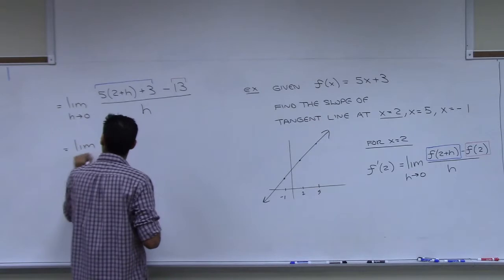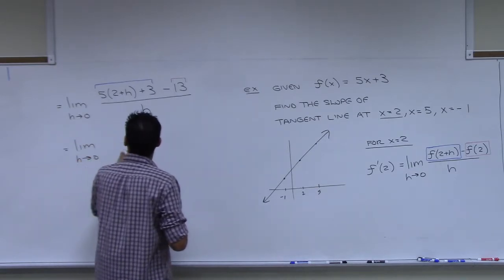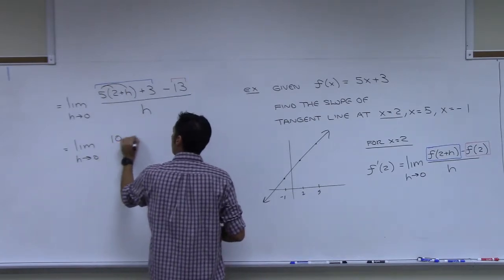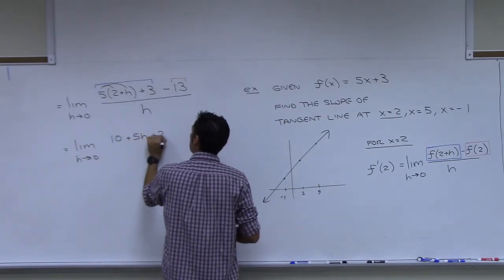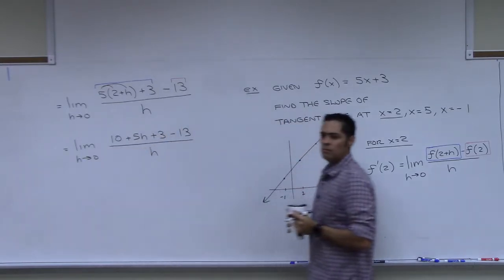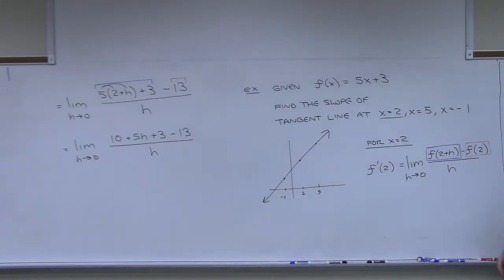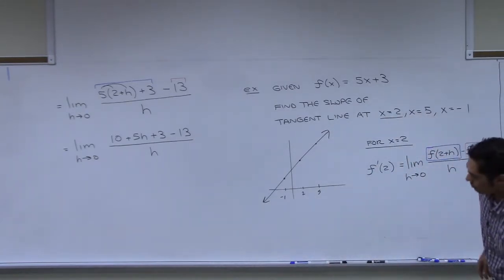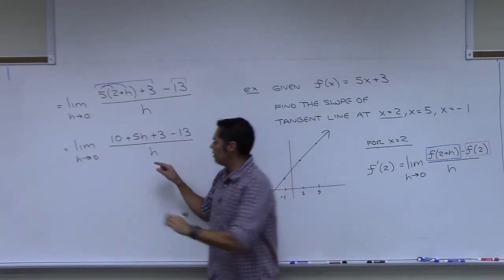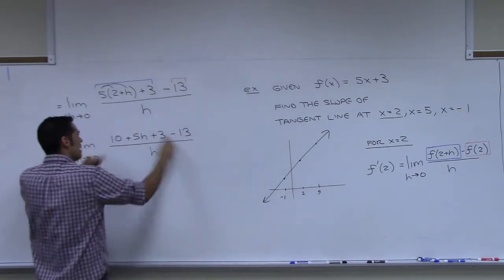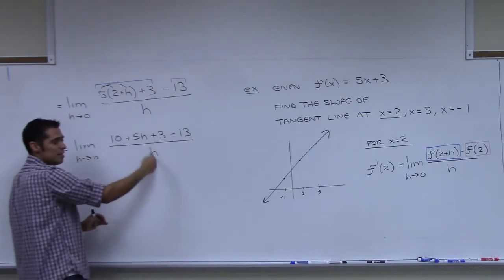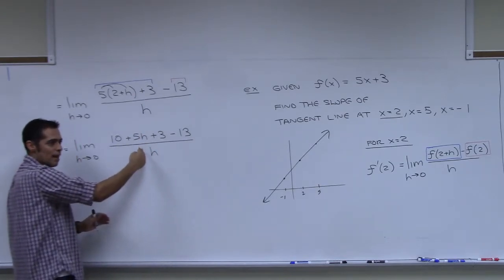We get limit, h goes to 0, and then let's distribute the 5 through. So we get 10 plus 5h plus 3 minus 13 all over h. So all I did there was distribute it through. And what happens there? Do you see it? The h cancels? Not yet. Let's not do that yet. Remember, a long division bar means I have to clean all of this up first before I can do any division. So canceling this h right now is not a legal move. You're not allowed to do that.